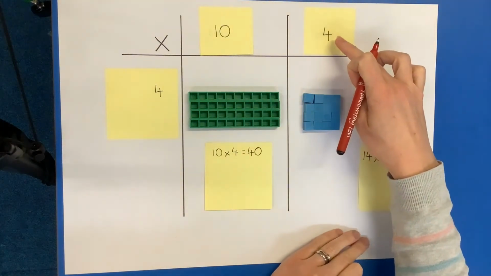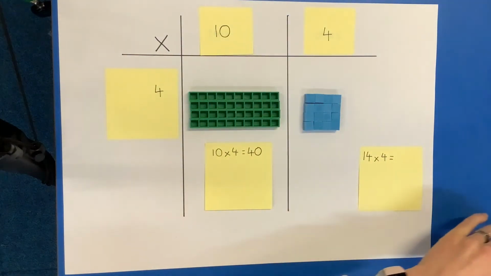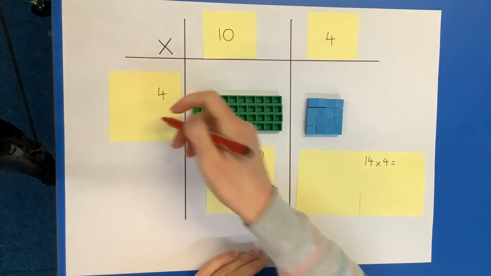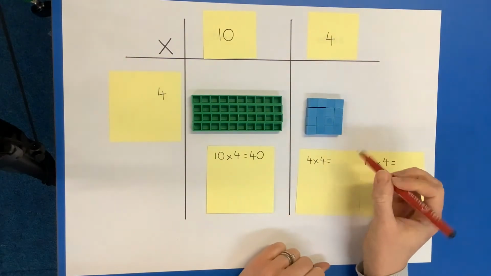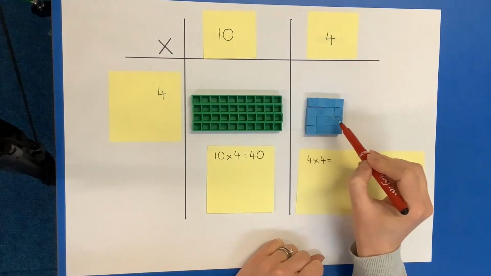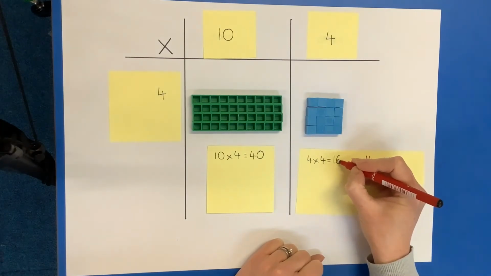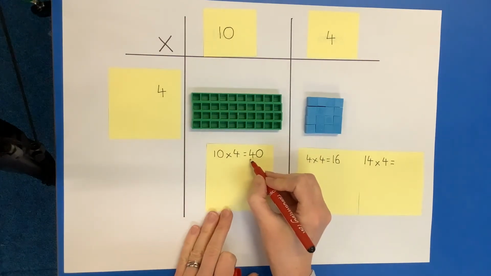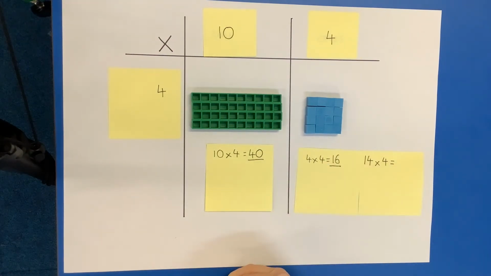Okay, so now we're saying 4 times 4. So what is 4 lots of 4? Let's have a look. 4 times 4, and I've got my answer here. I just need to count them up. 1, 2, 3, 4, 5, 6, 7, 8, 9, 10, 11, 12, 13, 14, 15, 16. And if you know your 4 times tables, then you should know it without even counting. So we've got 40 and we've got 16, but that doesn't give us the full answer, does it?